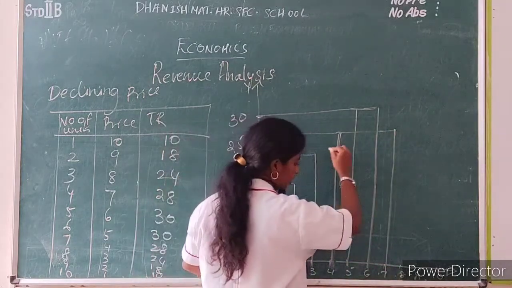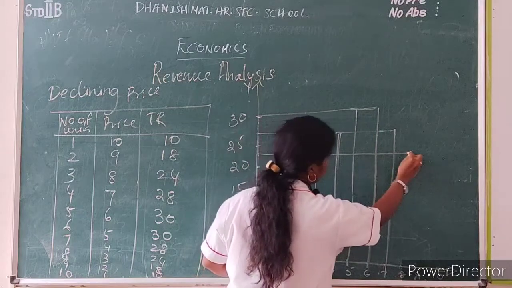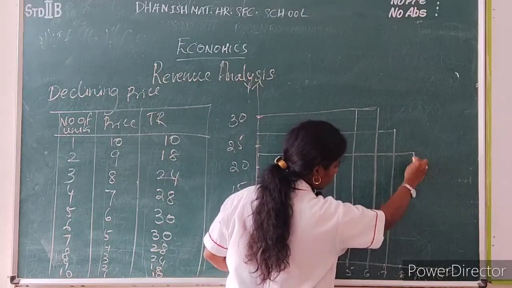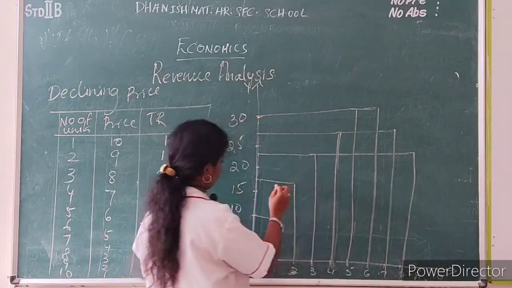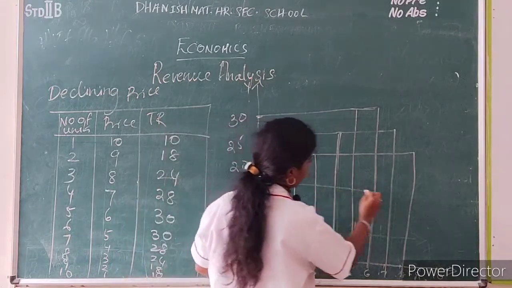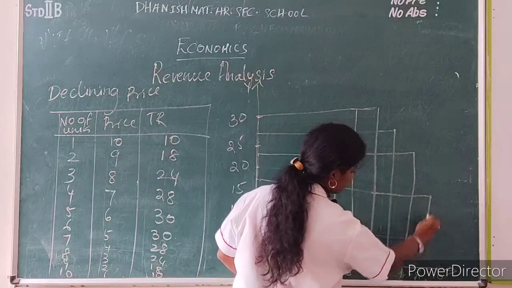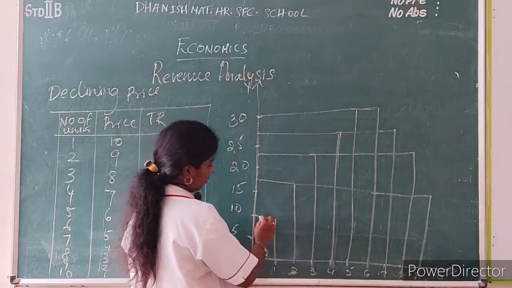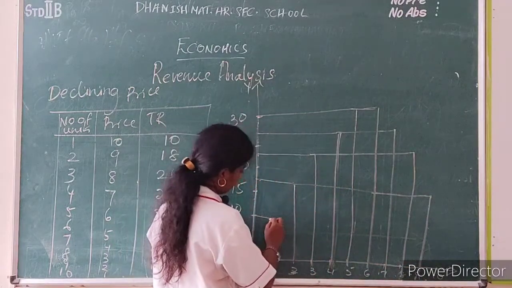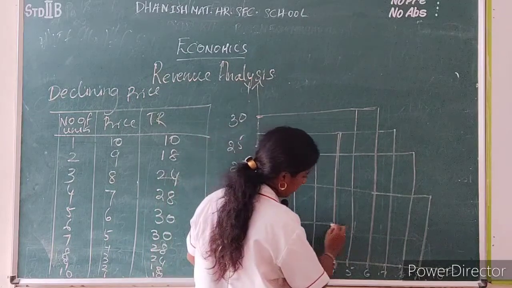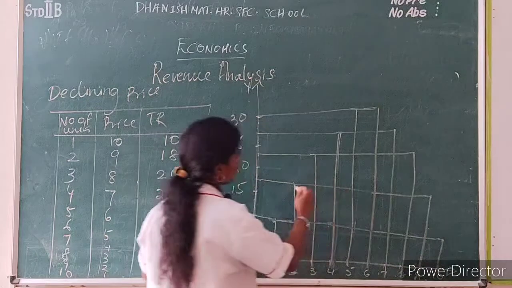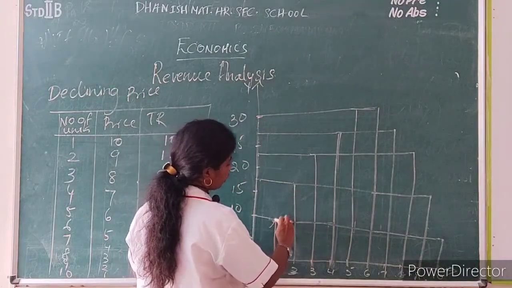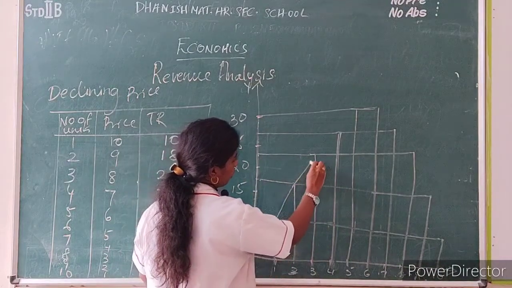Then 8, it is 24. Then 9, it comes to 18. Then the last, 10th unit, it comes to 10. So see here, join all those lines, that is, all those points.